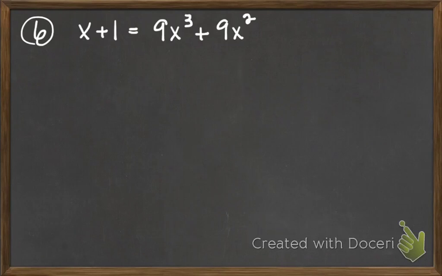x cubed, so that the degree is 3. This is a third degree equation. That means it should have 3 solutions. And again, they're asking us to factor here.